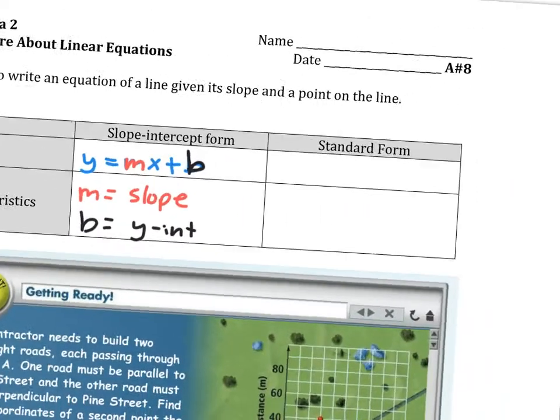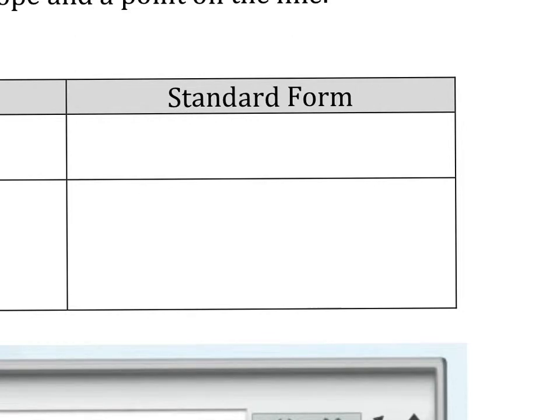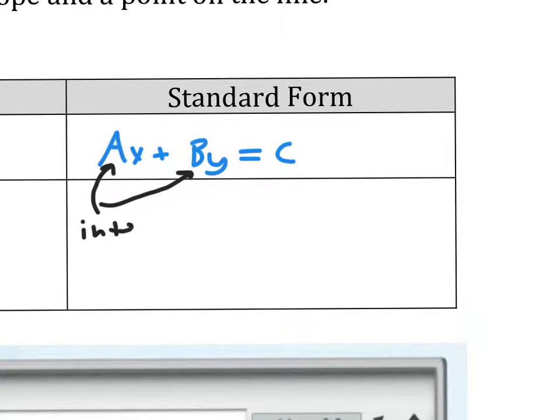Next, over here, we have standard form. So please tell your neighbor, what is standard form? Go. Good. So here is standard form. And a key thing to note is, generally speaking, these are integers. They don't always have to be.